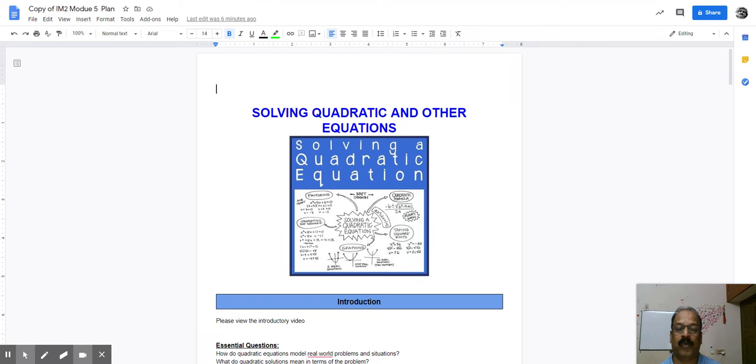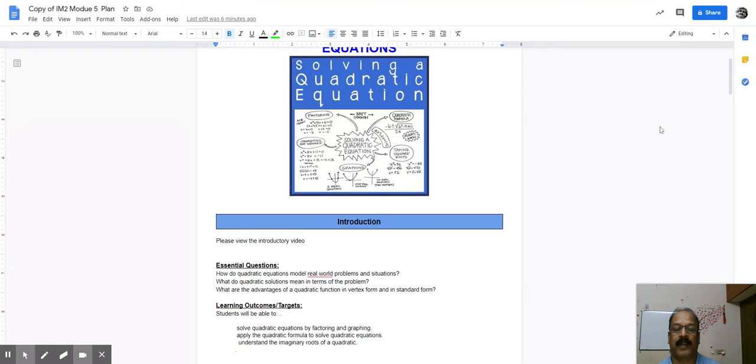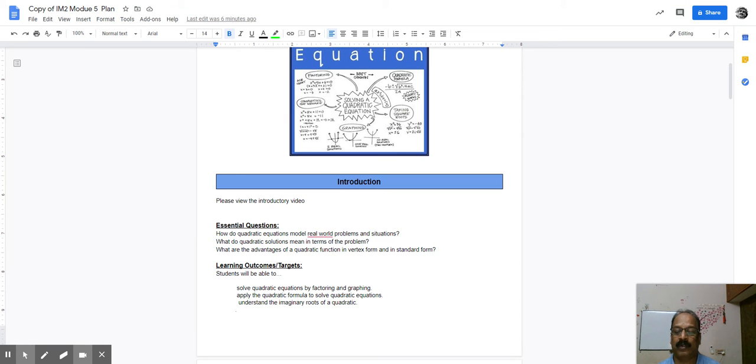How do we solve quadratic equations and other equations? This is a practical application of what we have learned so far. If you look at the essential questions and learning objectives, you can understand what we are really going to do here. How do I solve the quadratic equation in different ways? Do I always get the real root? Or what happens if sometimes I have an imaginary one? How do I solve that? How do I graph that?